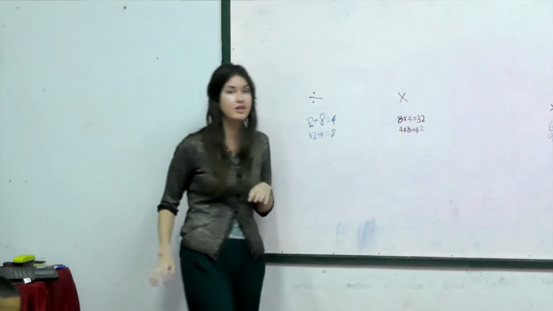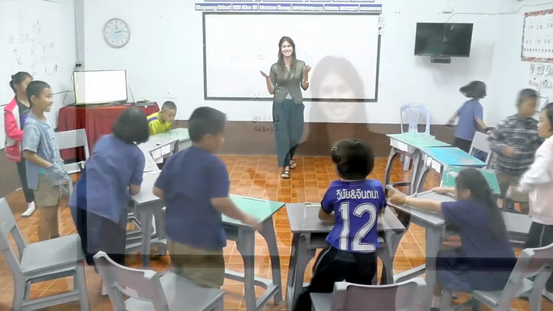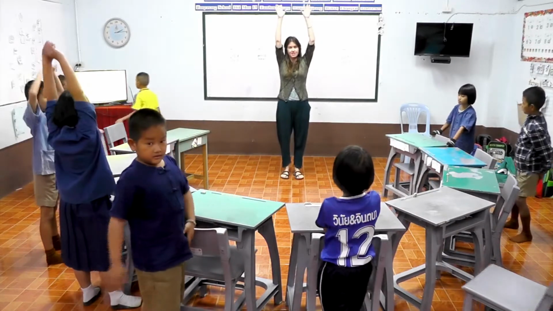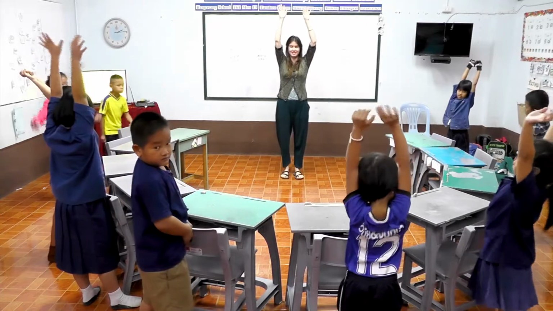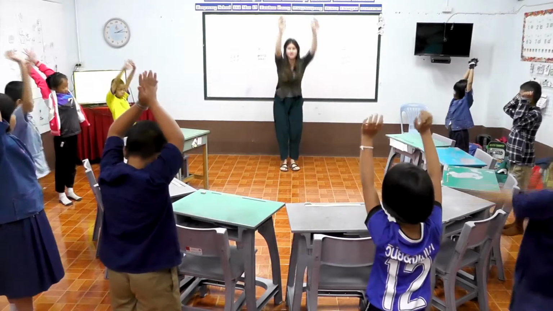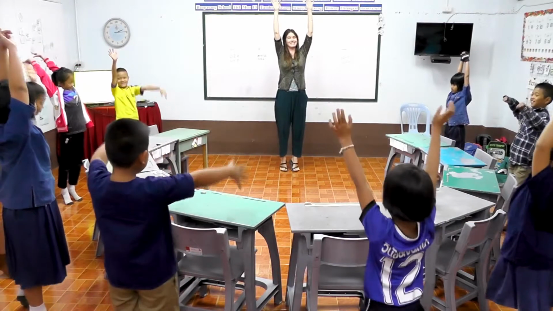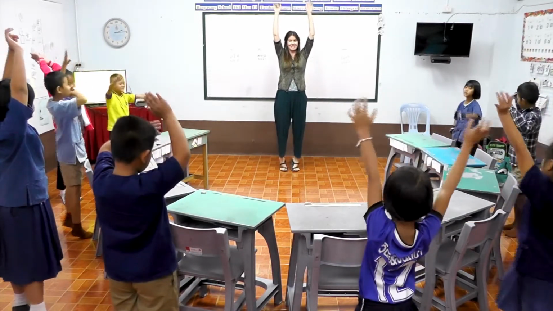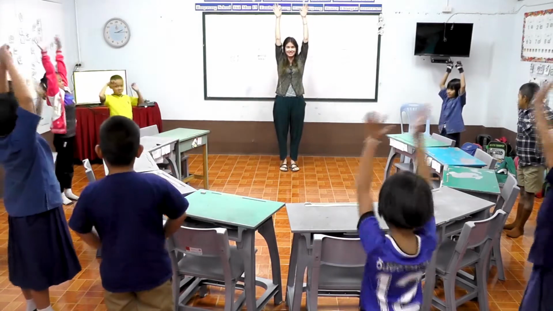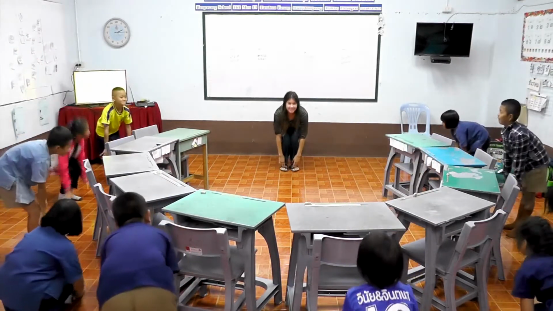Let's take a little break, and we're going to do some stretching so everybody can stand up. Great job. Everybody did a wonderful job. So let's stretch our arms up high. Stretch out all your fingers. Stretch down low. Stretch up high. Stretch up higher. Get up on your toes. Stretch low. Stretch in the middle. Stretch down low. Good job, friends.